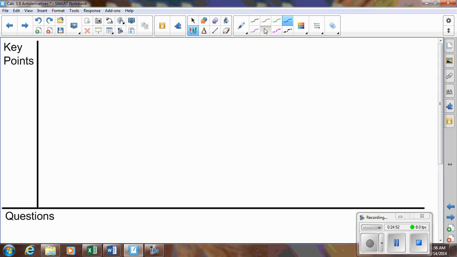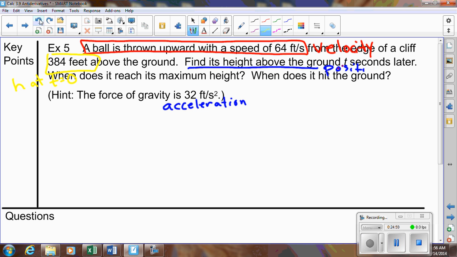So this is, whoa, I don't know what happened there. Nope. There. Okay. So we're going to start off by saying the acceleration function. Acceleration due to gravity essentially is constant. We're going to say that's 32.